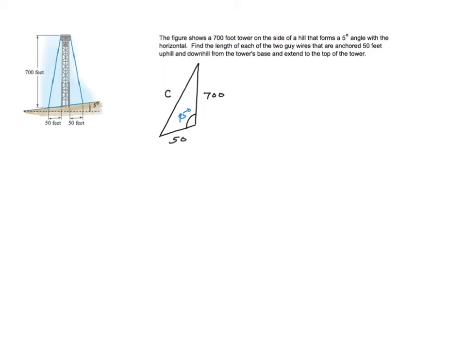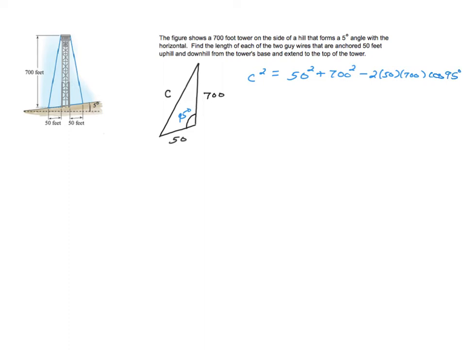Here's what the law of cosines says. In this triangle, it says that c squared is equal to the length of this side squared plus the length of this side squared. So I'm just going to fill those in. I'll put 50 squared plus 700 squared. But you have to subtract off 2 times 50 times 700, but also times cosine of this angle, which is cosine of 95 degrees.